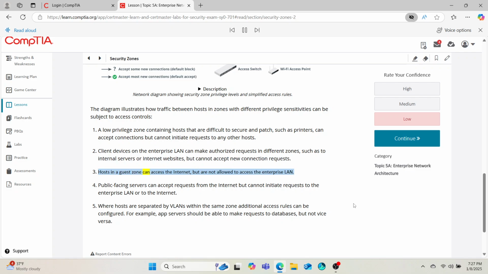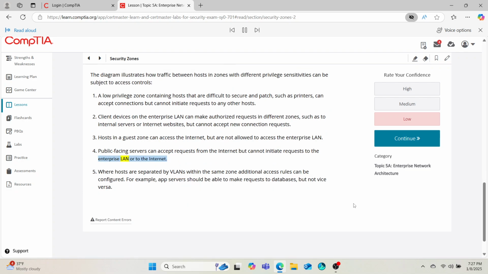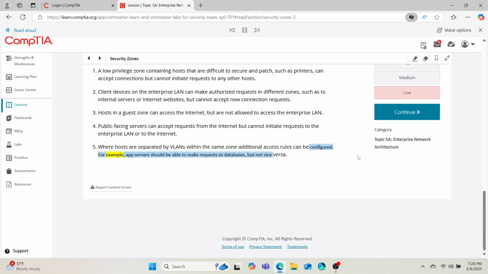Hosts in a guest zone can access the internet, but are not allowed to access the enterprise LAN. Public-facing servers can accept requests from the internet, but cannot initiate requests to the enterprise LAN or to the internet. Where hosts are separated by VLANs within the same zone, additional access rules can be configured. For example, app servers should be able to make requests to databases, but not vice versa.